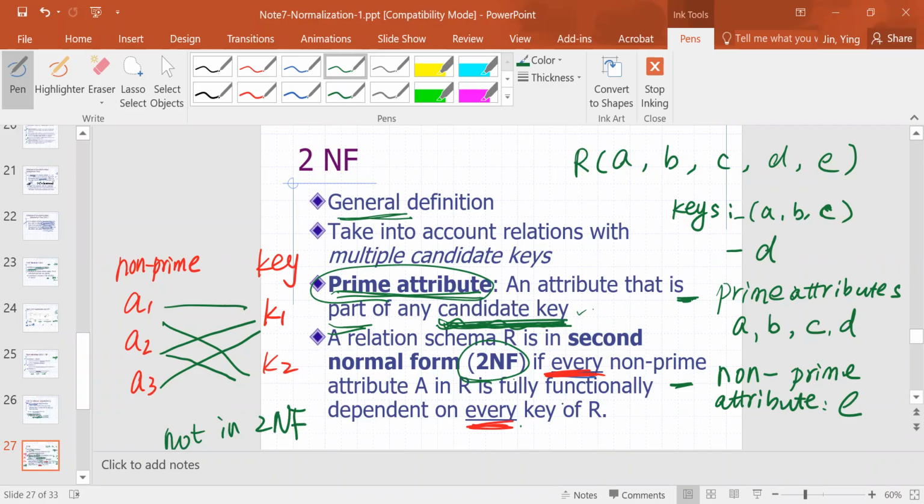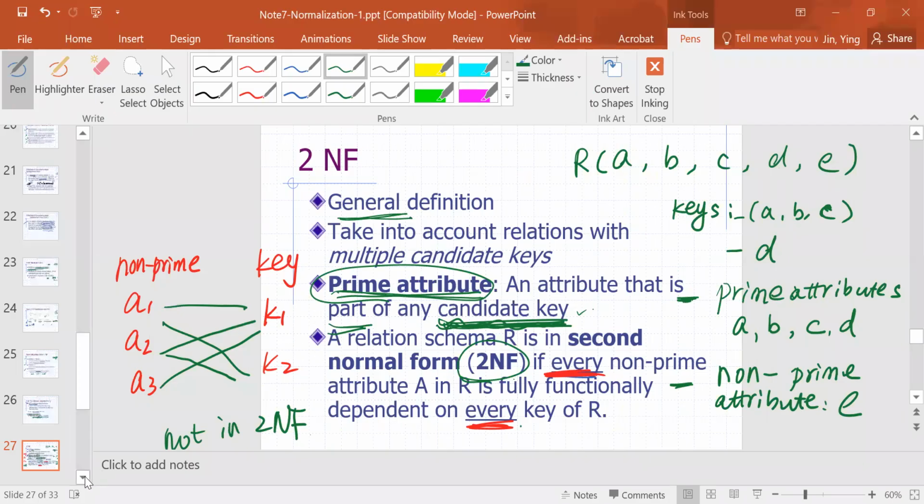Okay, so this is the basic logic, things you should know, right? If we say yes, then it must satisfy that every non-prime fully depends on every key. But if you say no, you just need to find one violation. That's sufficient to say no, it's not in second normal form. I hope this is clear on the definition.